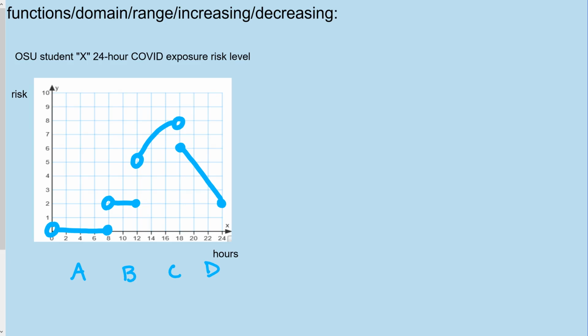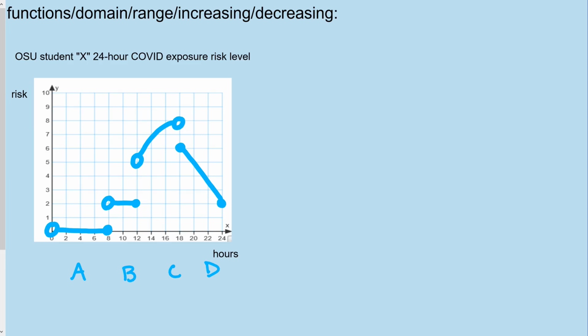So in class, we looked at this graph, and I just made this up, and we're calling it the graph that represents OSU student X's 24-hour COVID exposure risk level. So let's say student X over a 24-hour period had a risk level of 0 being the lowest, 10 being the highest. You can see the graph in between. And I've split it up into 4 different sections, A, B, C, and D. And in class, we kind of brainstormed what the student might be doing over the course of this day.